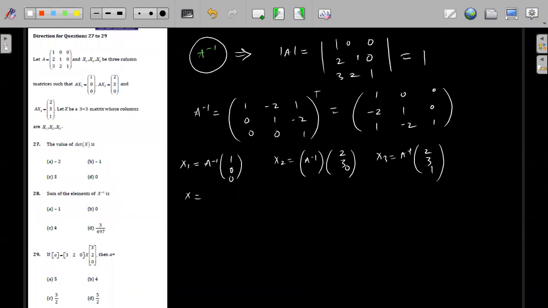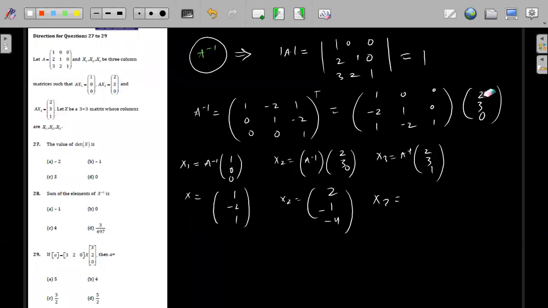Now x1, A inverse will simply become 1 minus 2, 1, so this will become 1 minus 1. This one I will check. 2, 3, 0. So 1 into 2, so x2 will become simply 2. This will become 2 into 4 minus 4 plus 3, so minus 1. This will become 1 into 2 minus 2 into 3 is 6, so minus 4, right?